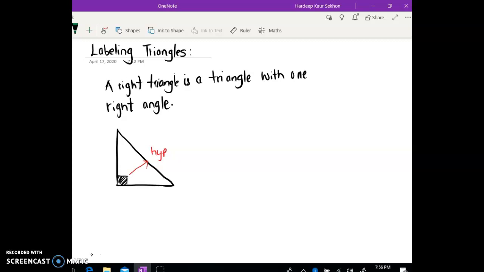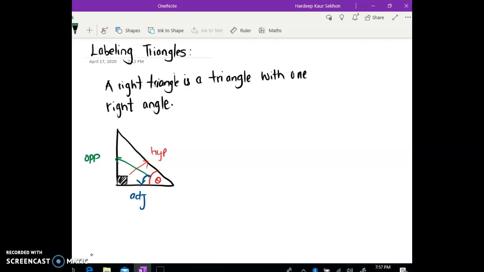And so let's say this is the angle theta. The side that is opposite to the angle theta is called the opposite side. The side that is next door, so basically right beside it, we can use the words "next door", is called the adjacent side.